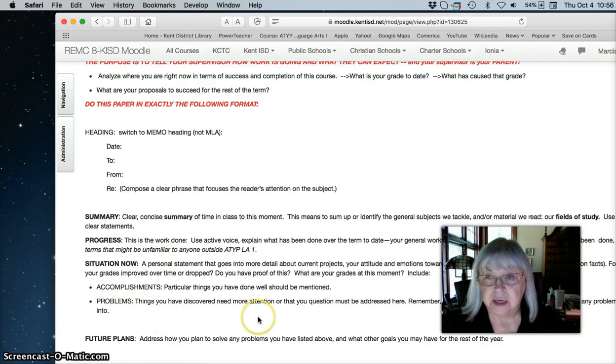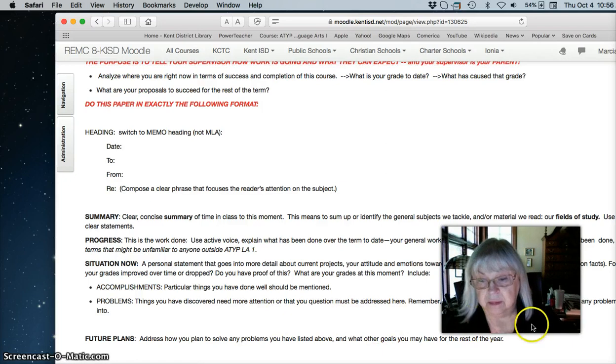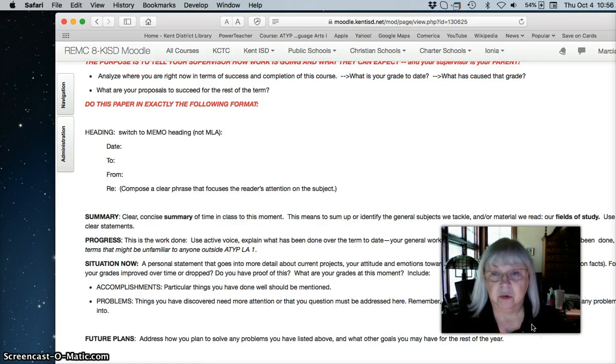Things you've discovered need more attention, or that you question, and they must be addressed. Lay out if your biggest problem is remembering to do your homework, you put it there in problems. If your biggest problem is remembering to print your homework, you put that there. And then the final part is future plans. And this is where you address how you plan to solve those problems.